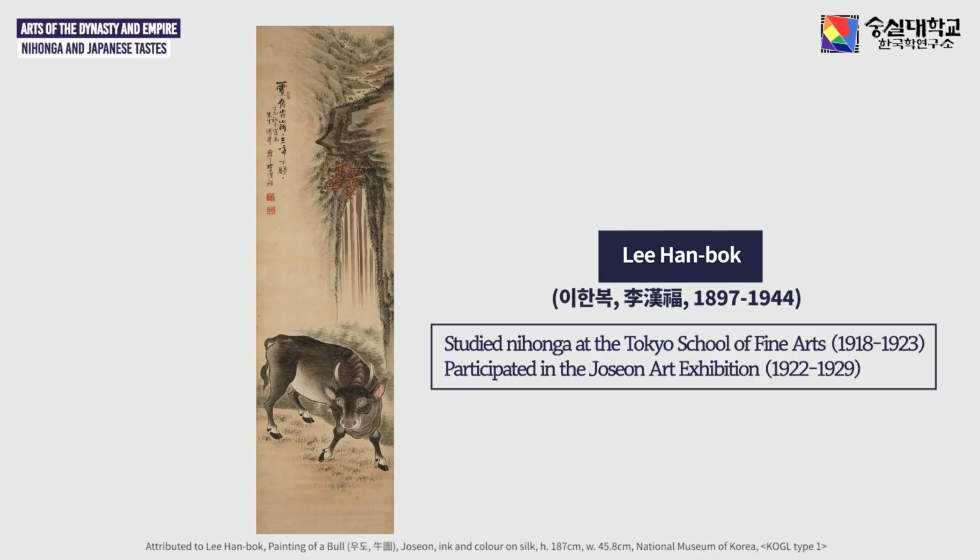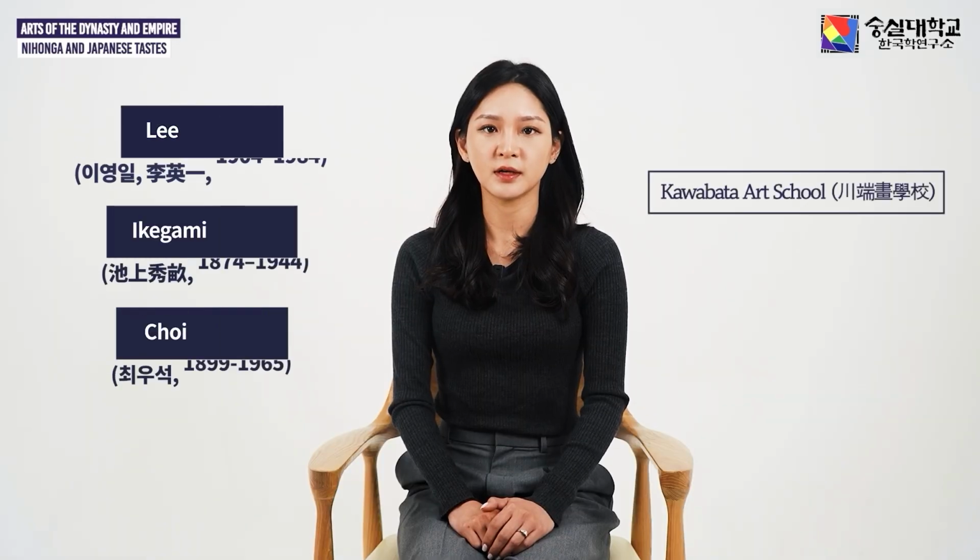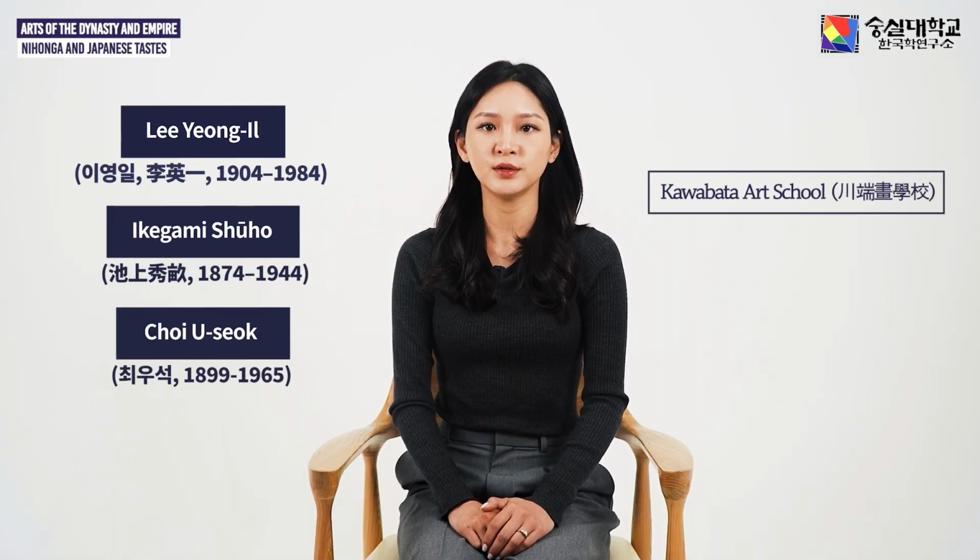He participated in the first Choson Art Exhibition in 1922 and continued to exhibit works up to 1929, showcasing the adaptation of Nihonga's soft tones and flat colors. His approach to painting blended Korean subject matter with elements of Western realism and Japanese aesthetics, creating a distinctive style. Other Korean artists such as Lee Young-il and Choi Woo-seok also embraced Nihonga.